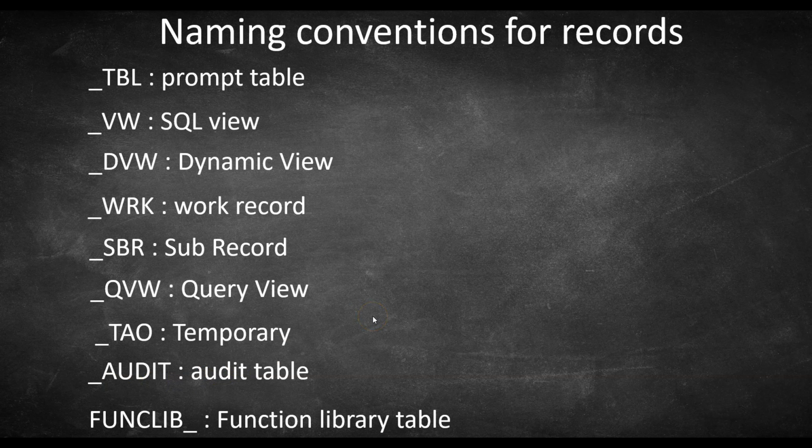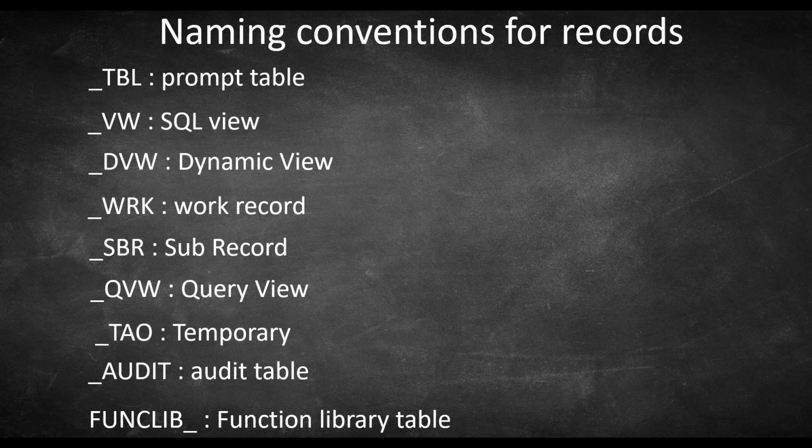And if we are creating some record to store the function definitions that we want to reuse in PeopleCode, in that case, we can add a prefix which will be FUNCLIB underscore to the record name. So the benefit of adding these naming conventions is that by looking at the record name and the prefix or suffix, we can get an idea of what kind of record it is. We do not every time need to open Application Designer and check the record type.